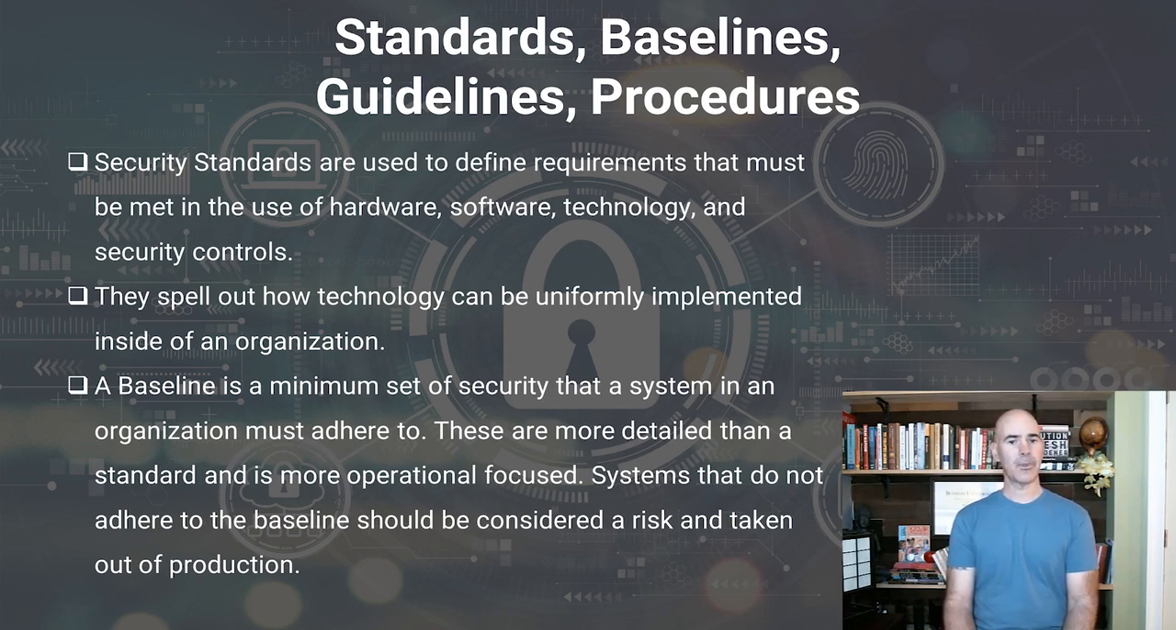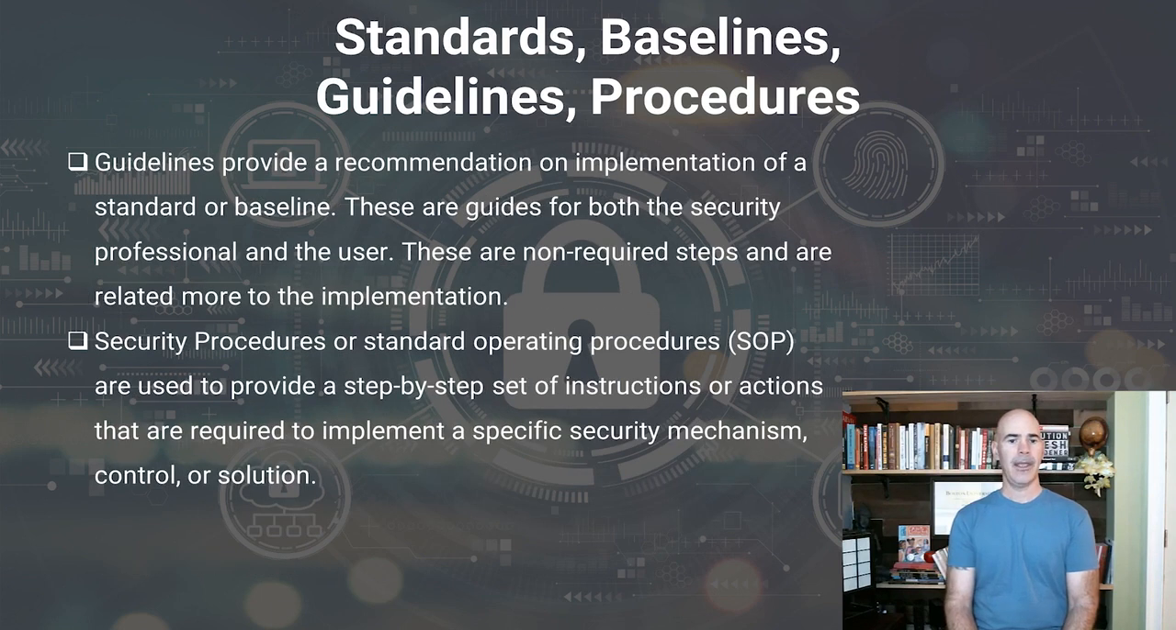So these are a little bit more detailed than standards, and more focused around the operation. You can think of things like golden images or basic or standard security configuration that must be applied to certain software or certain hardware when it comes into the organization. And then guidelines are going to provide a recommendation of a standard or a baseline. Again, these aren't required, but they're more guides for not just security professionals, but also users. It's going to give some steps on how to implement a baseline or a standard.